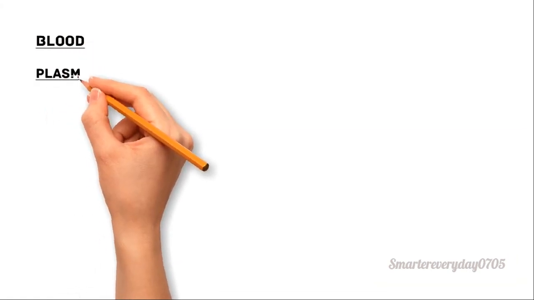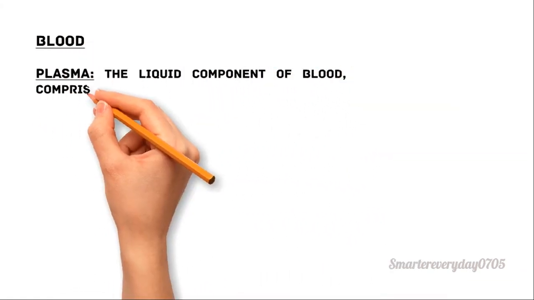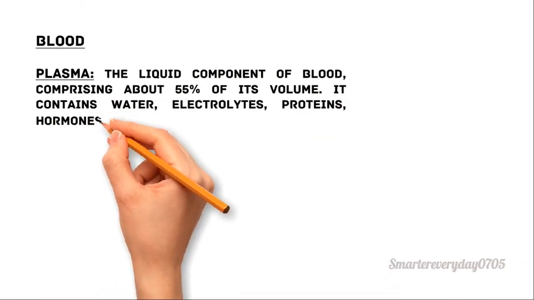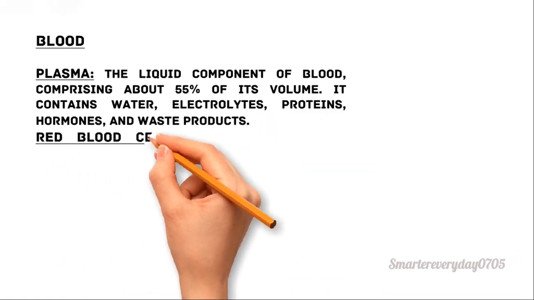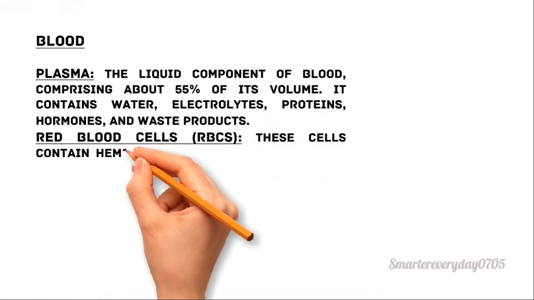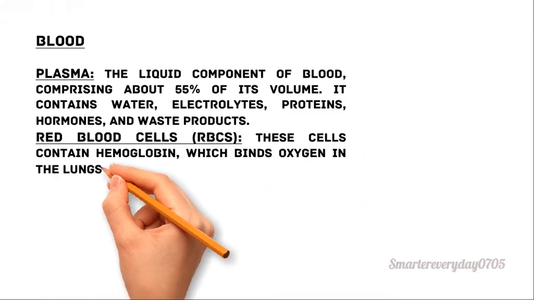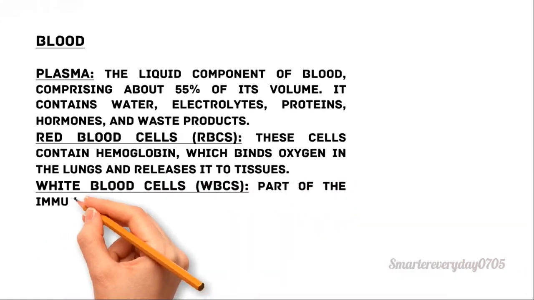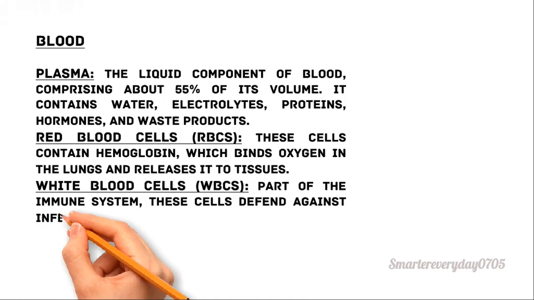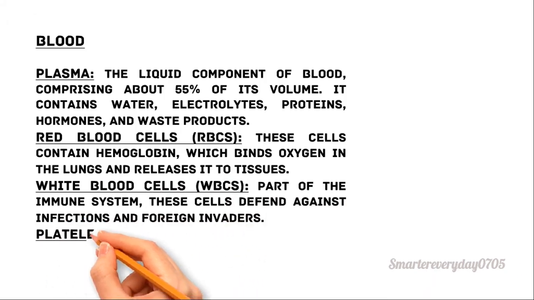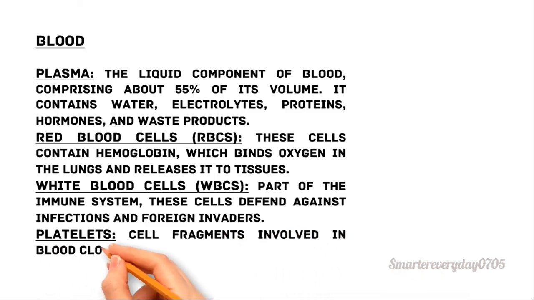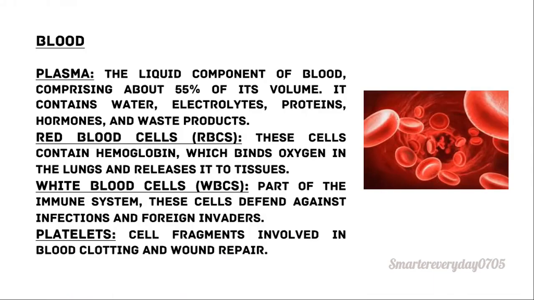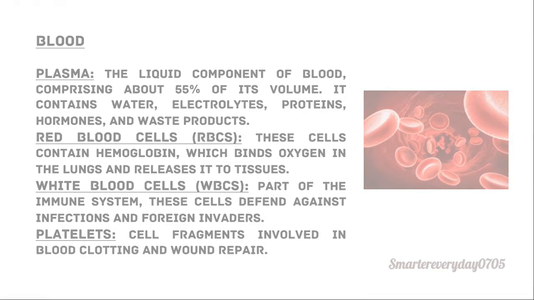Blood. Plasma. The liquid component of blood, comprising about 55% of its volume. It contains water, electrolytes, proteins, hormones, and waste products. Red blood cells. These cells contain hemoglobin, which binds oxygen in the lungs and releases it to tissues. White blood cells. Part of the immune system, these cells defend against infections and foreign invaders. Platelets. Cell fragments involved in blood clotting and wound repair.